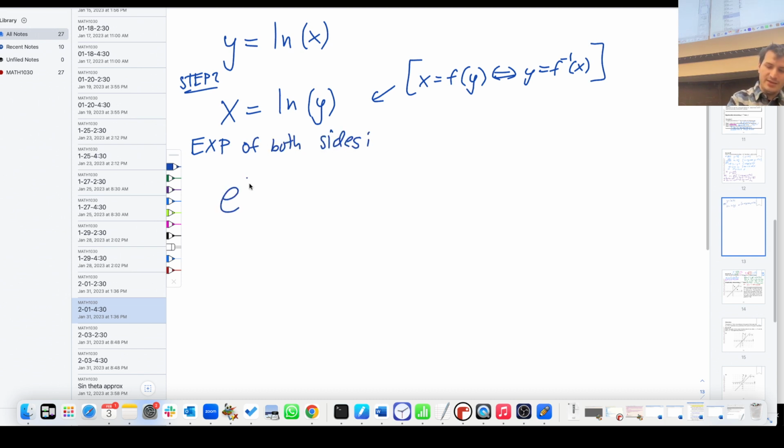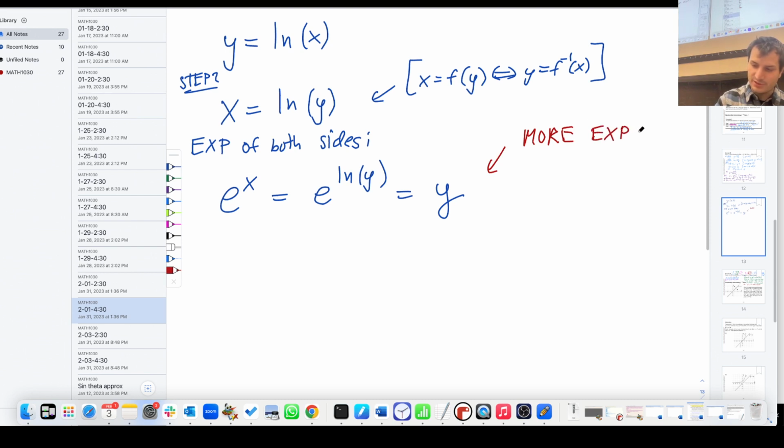And then you get e to the x on the left-hand side. On the right-hand side, you get e to the ln of y. That's the exponential with base e. And ln and exponentials cancel out. That is just y. We're going to have more on the exponential later in the course. This is like a teaser for something we're going to do later: more exponentials and logs.